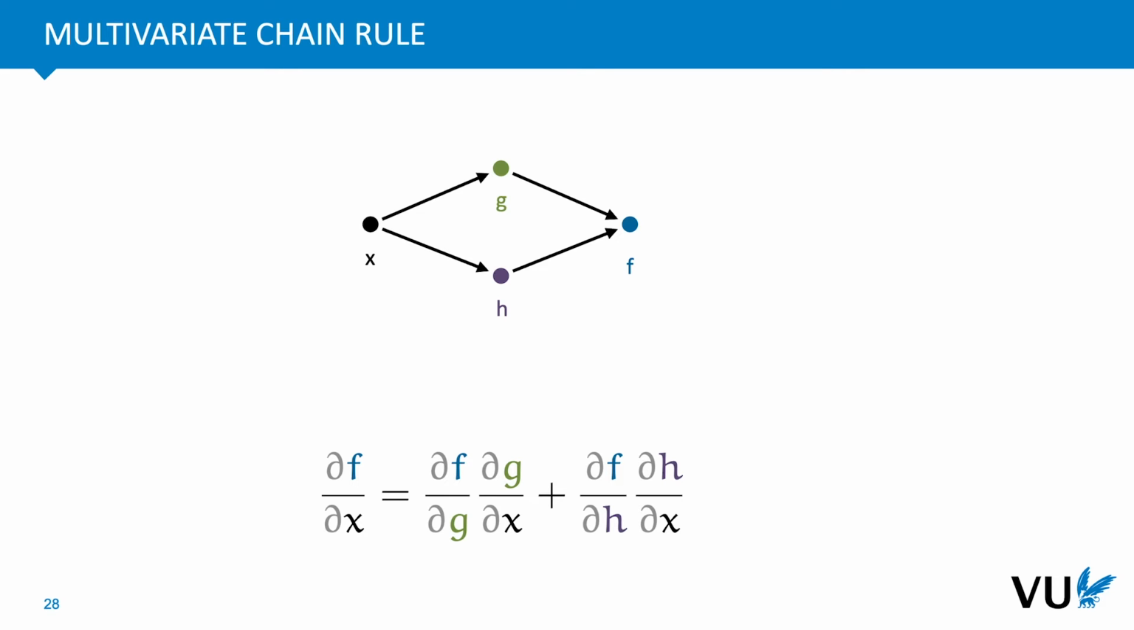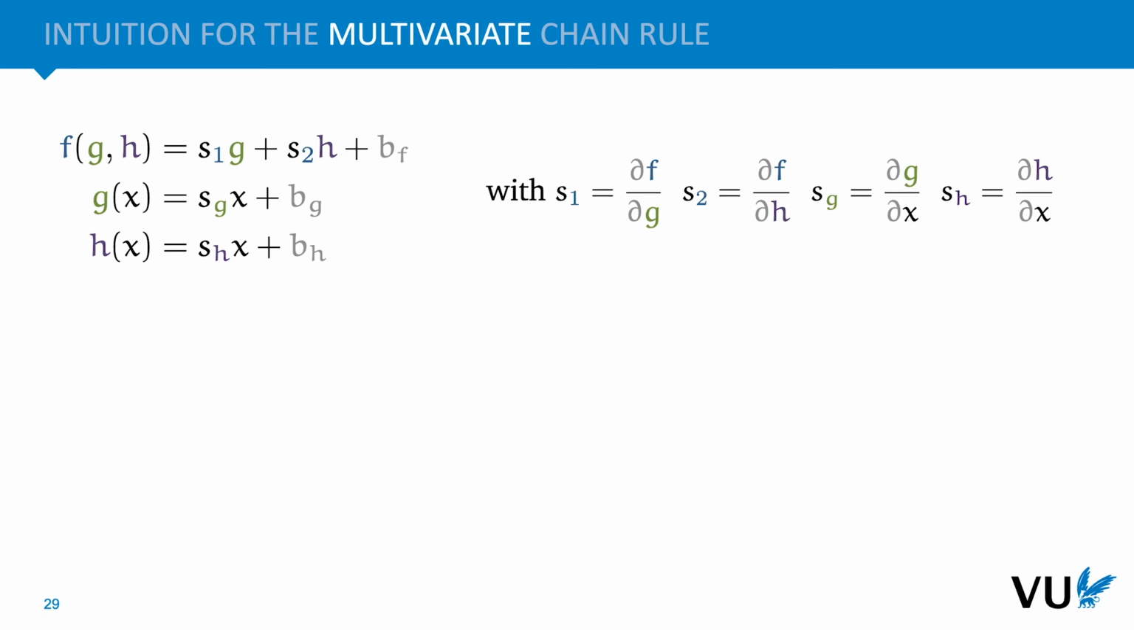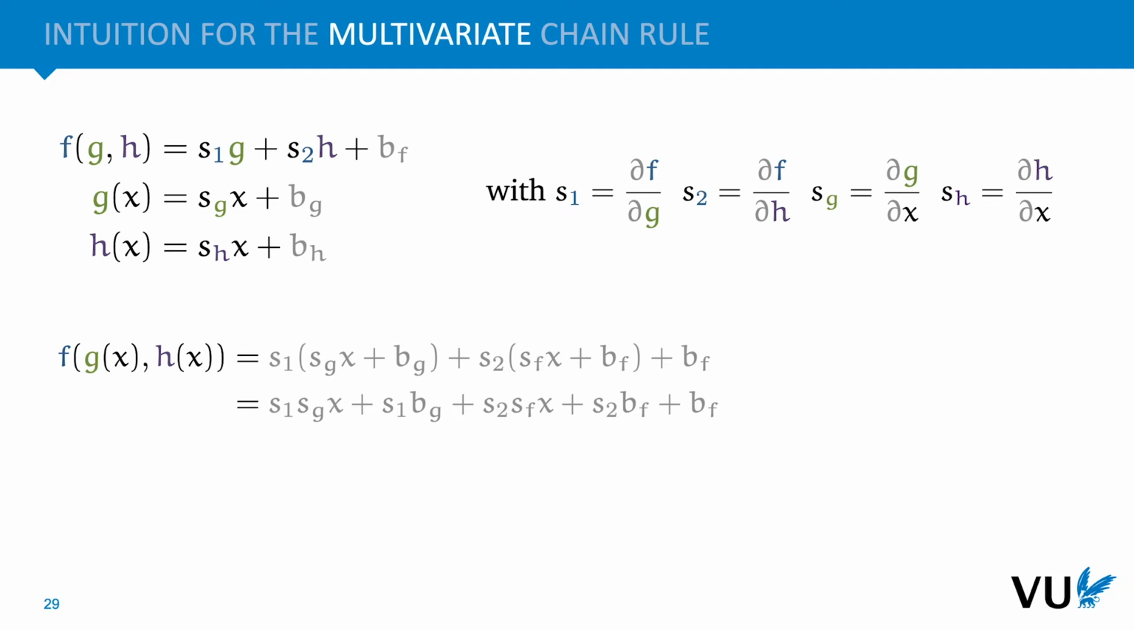To get some intuition for why this is the case, we can again approximate or imagine that these functions are linear functions. So this time f is a linear function of two arguments because f had two inputs in the computation graph. So it has two slopes, one for the first input and one for the second input. And these slopes, as before, are just the derivatives. So when we compose these functions, we can write out what happens. And we get this. We multiply out the brackets, we get this.